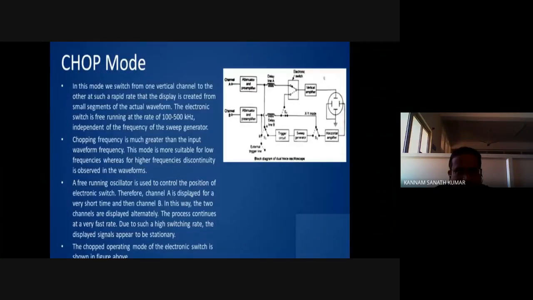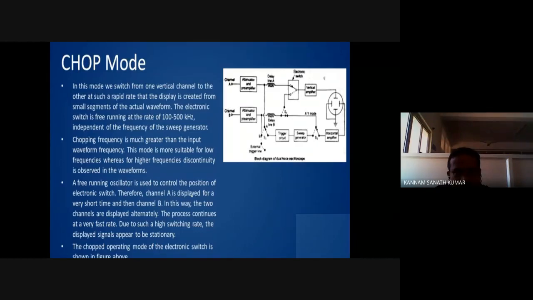Same thing. This mode switches from one vertical channel to the other at such a rapid rate that the display is created from small segments into the actual waveform. The electronic switch is free running at a rate of 100 to 500 kilohertz. This is the switching rate, and it is independent of the frequency of the sweep generator. So in chop mode, it is independent of the sweep generator. Chop frequency.